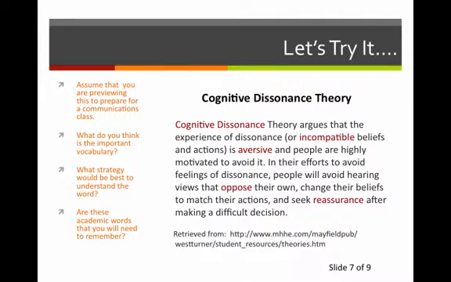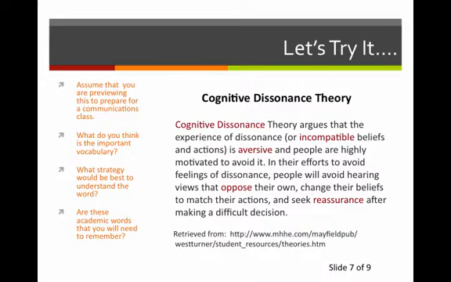Then dissonance, as the text tells me, is about incompatible beliefs or actions. When I look at the word incompatible, I see compatible inside of the word. I know this means to get along with someone or something. So when I add the prefix in, I recall that means not. So, cognitive dissonance is about having thoughts or beliefs that do not get along.